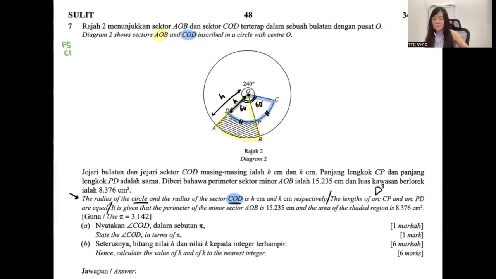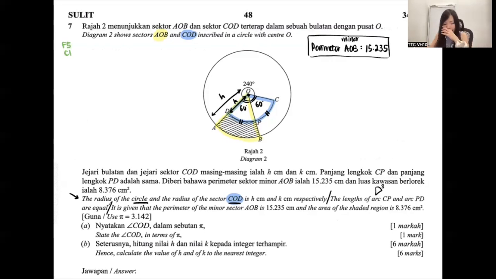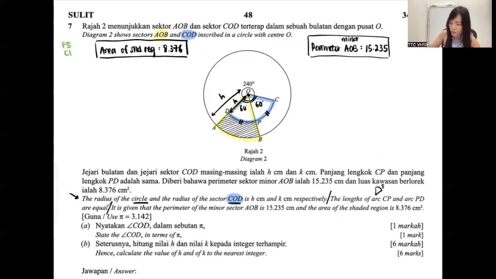Next one. It's given that the perimeter. Okay, everything I read for you guys, they say the perimeter of the minor AOB is 15.235. Right, first for you. And then they say the area of the shaded region is 8.376. Of course, there's a reason why they give you all this. So I write out every single thing I can write. Next one, they say pi using 3.142. So pi normally always using 3.142.